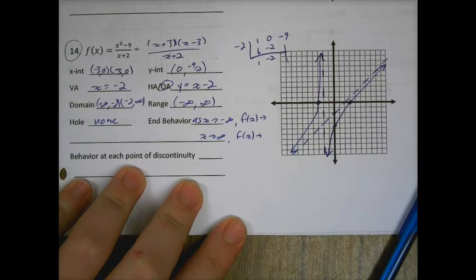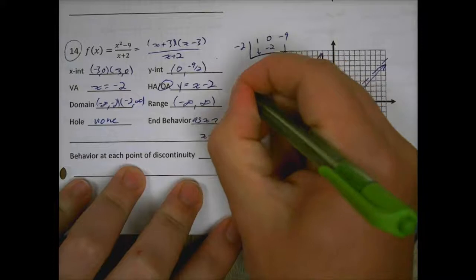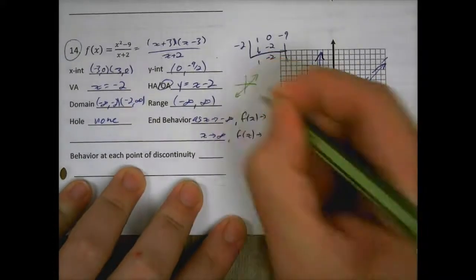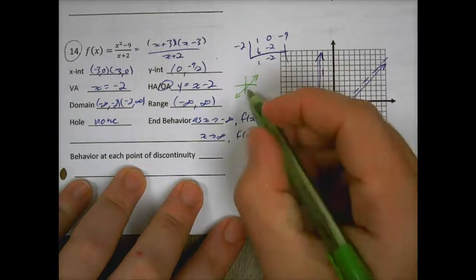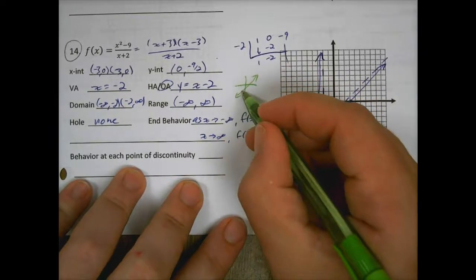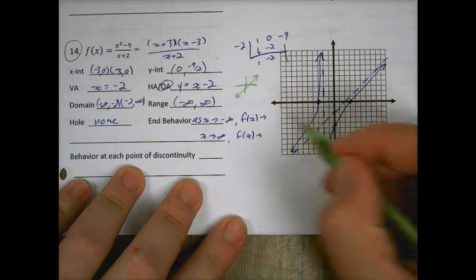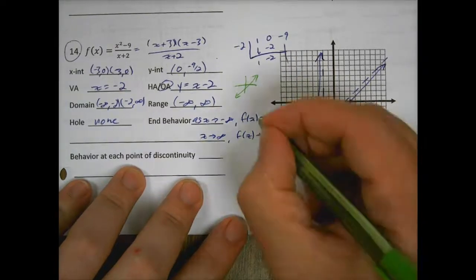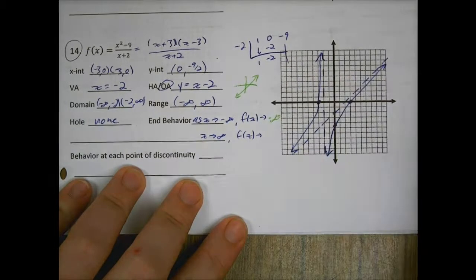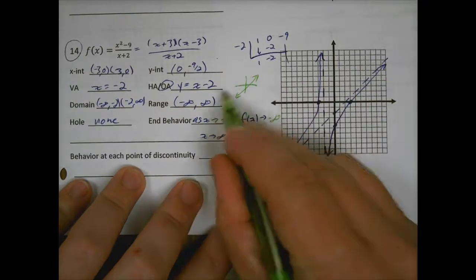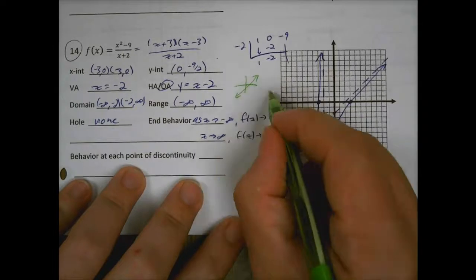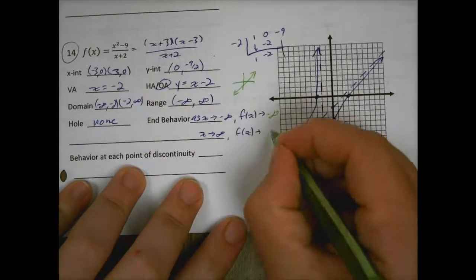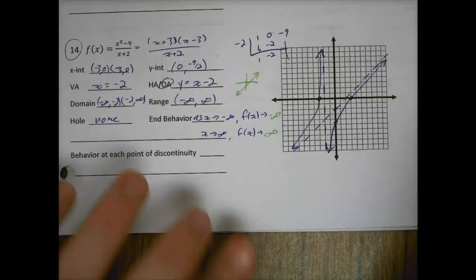If I were to just graph x minus 2 by itself, it would look like that. So really, if I just think about what our graph is here, as x is approaching negative infinity, this graph is going to negative infinity, just like this one is. So that should be negative infinity there. As x goes to infinity, my graph is also going to infinity, so it's going to infinity in that direction.